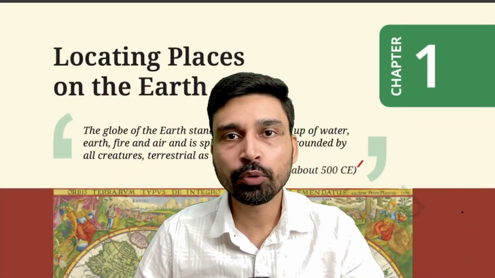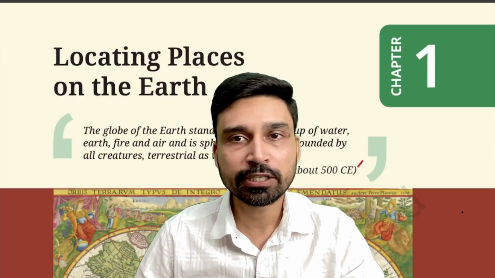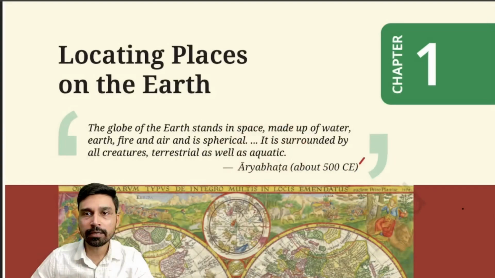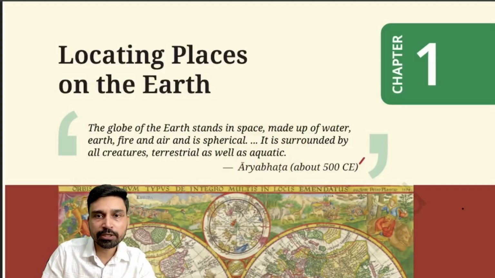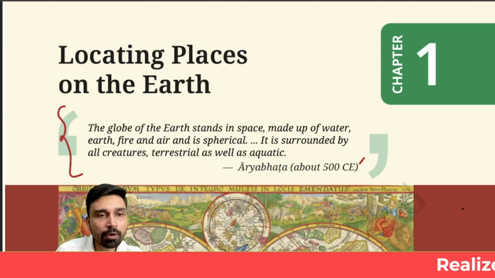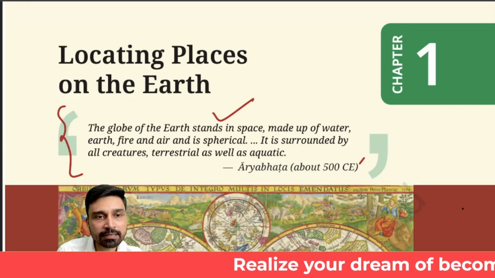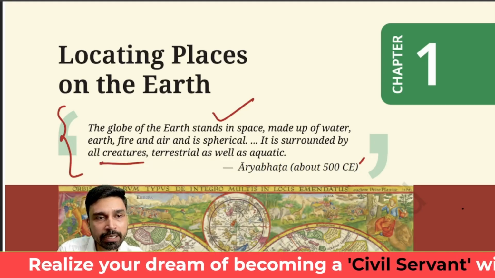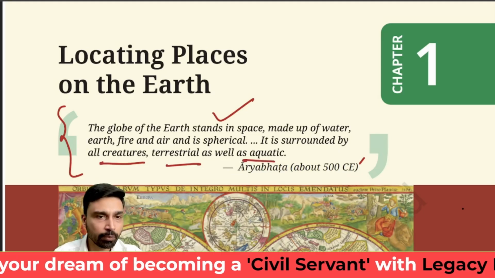In this particular video, we are going to discuss NCERT Chapter 1 of Class 6th. If you look at this chapter, it begins with a quote of Aryabhata from around 500 Common Era, and the quote is that the globe of Earth stands in space, made up of water, earth, and fire, and is spherical. That means it is talking about the shape of Earth. It is surrounded by all creatures, terrestrial as well as aquatic.